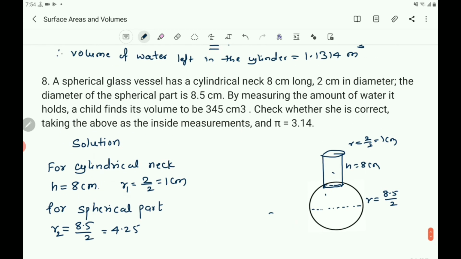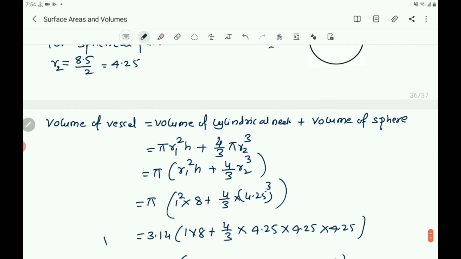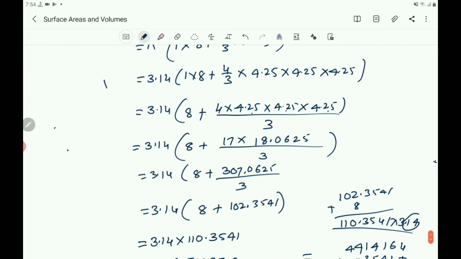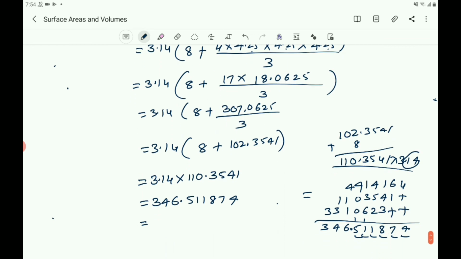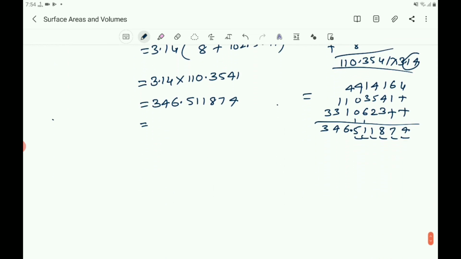And how much did she get? She got 345 cm cube. Then you can say that it is not correct. Hence she is not correct. The correct volume is 346.511874 cm cube. So right, hence she is not correct.